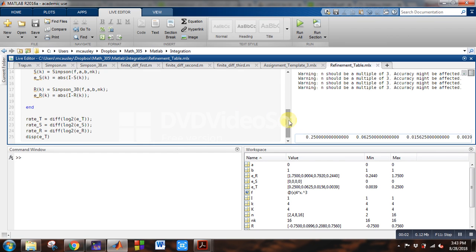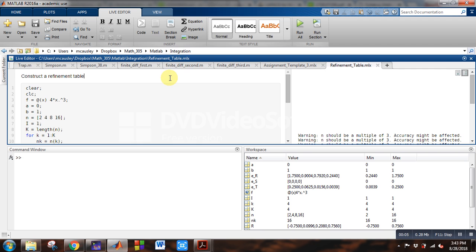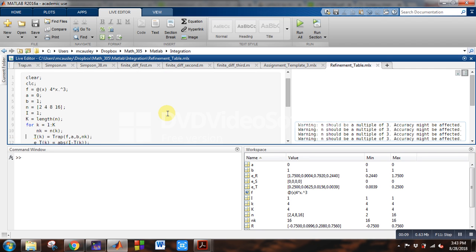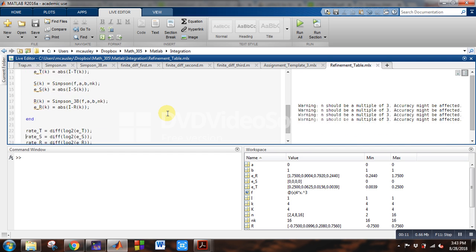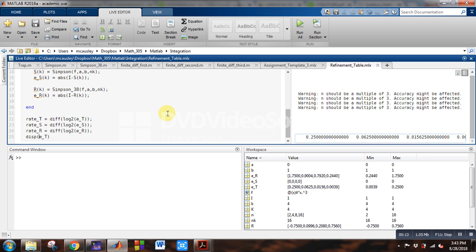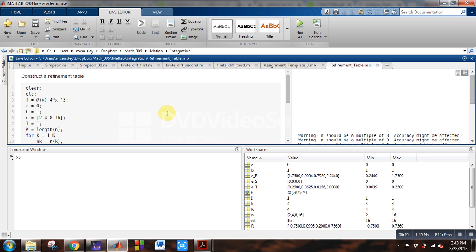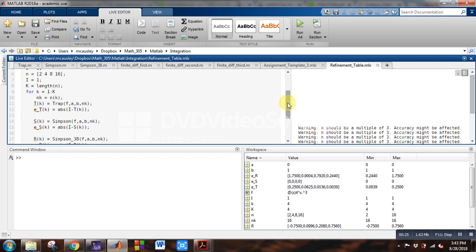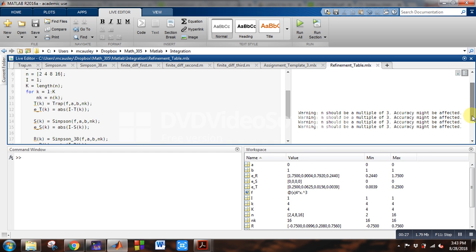I apologize for that. The issue was that some of the file was looking at one folder for differentiation, and the rest of my files were in a different folder for integration. So I couldn't get my single MLX file to run until I moved all my files together. So that being said, let me just separate and look at the refinement table in a separate .mlx file for just a moment. And these warnings to the right, this is what I was expecting could go wrong.